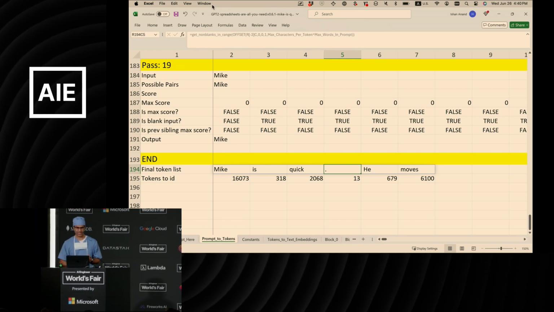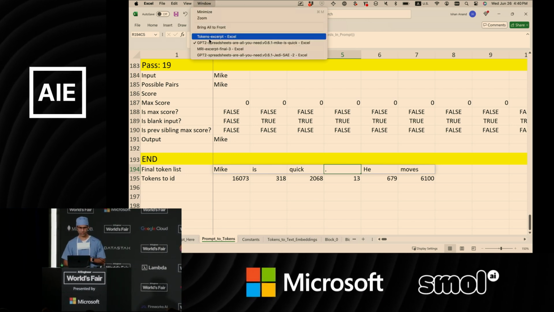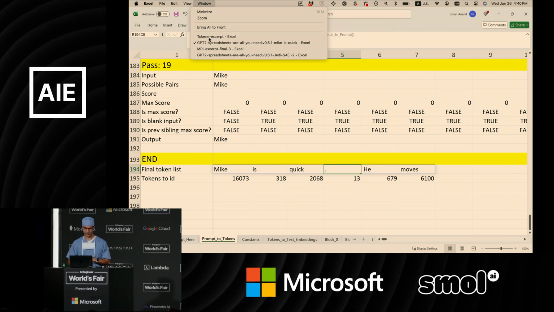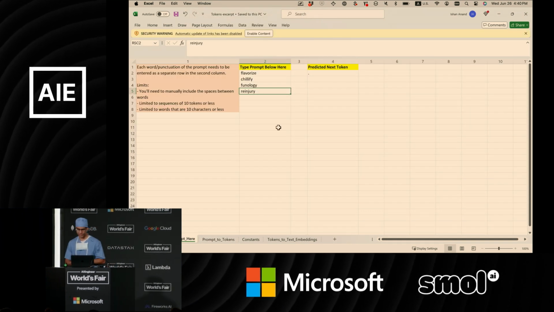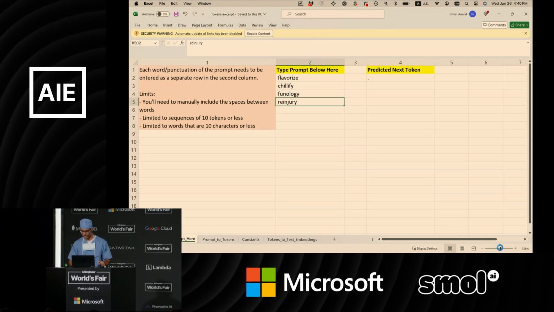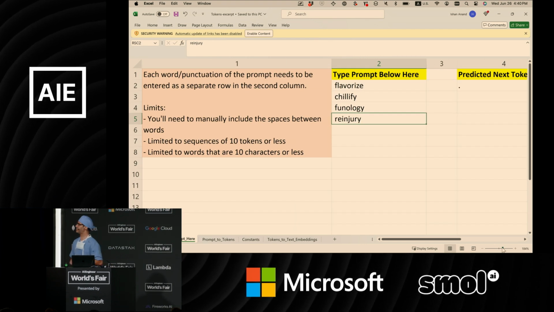But that's not always the case. In fact, it's not uncommon to be two or more tokens. Let me give you some examples. So here's another version of the sheet. Let me zoom this up so you can see it a little better. Right, I've put actually some fake words.